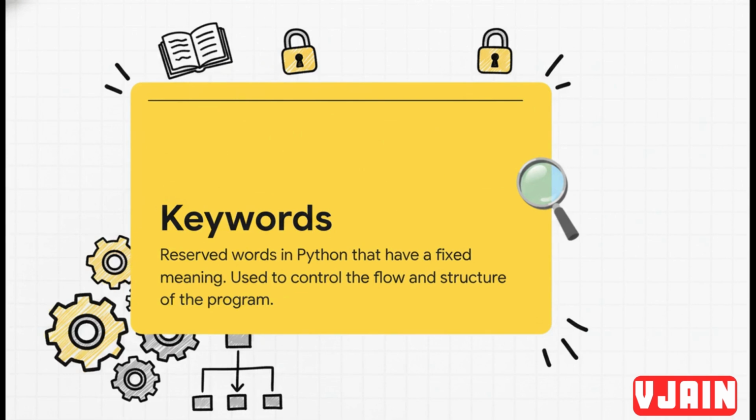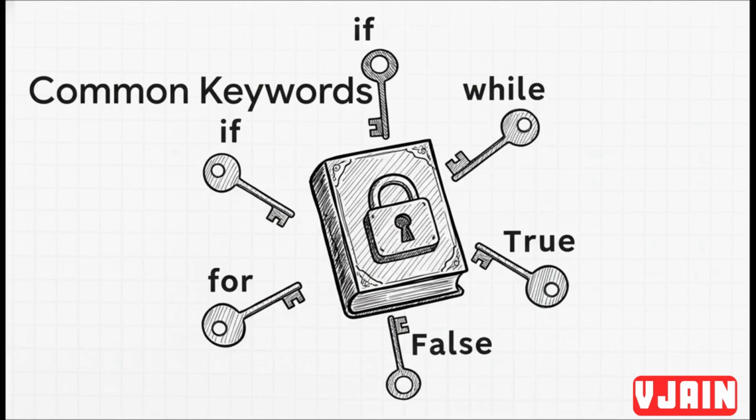They're already built into the language, and they have a very specific, unchangeable meaning. You can't mess with them. Their job is to control the flow and structure of your program. I guarantee you've seen these all over the place. Words like if, for, while, even True and False. When Python sees one of these, it knows exactly what's up. You can't use these words to name a variable or anything else, because their job is already set in stone.